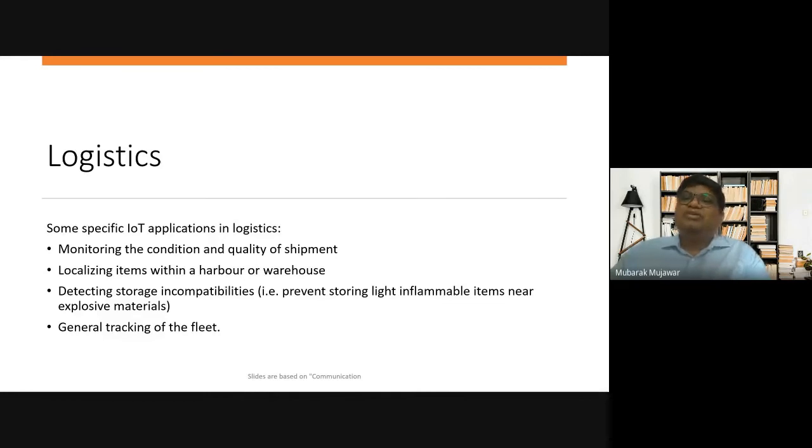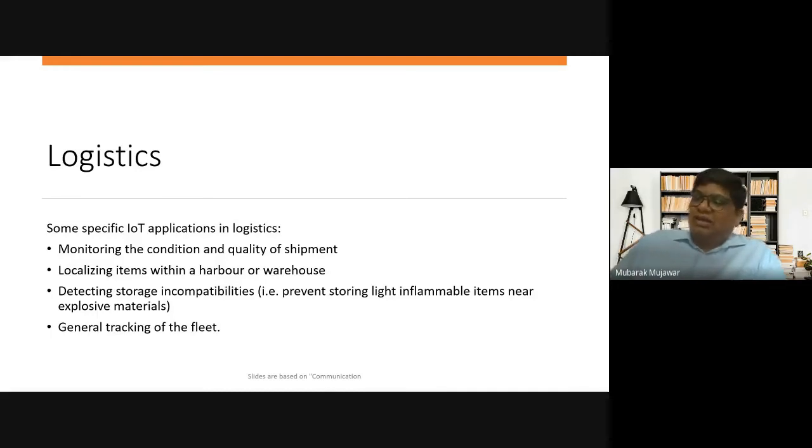We can also track the fleet. So the fleet is moving from one location to another. For example, if it is going from Raipur to Ahmedabad, we can track how the package is moving. So we can do general tracking of the fleet using our IoT devices.